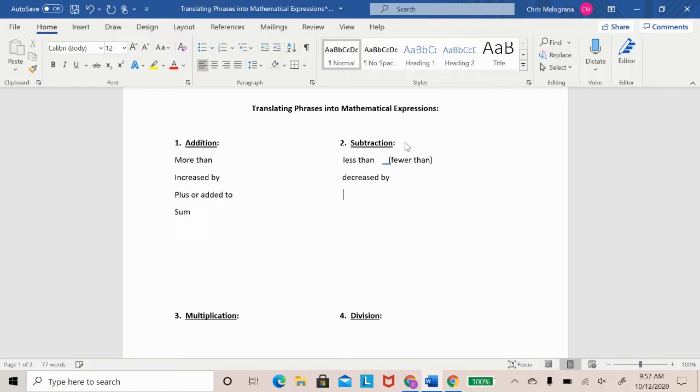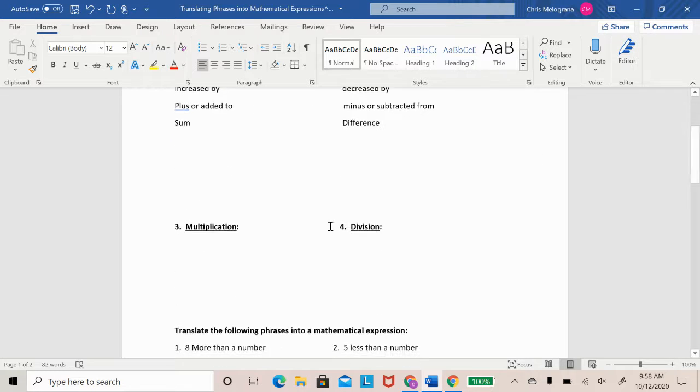Okay, and then for subtraction, you have plus for addition. This would be minus, or it could just say subtracted from. Right, that's real direct. And the result when you add two numbers is sum. The result when you subtract two numbers is called the difference. All right, so whenever we see these phrases, we should be thinking, are we going to add when we set up our equation, or for today, at least just a mathematical expression, or are we going to subtract?